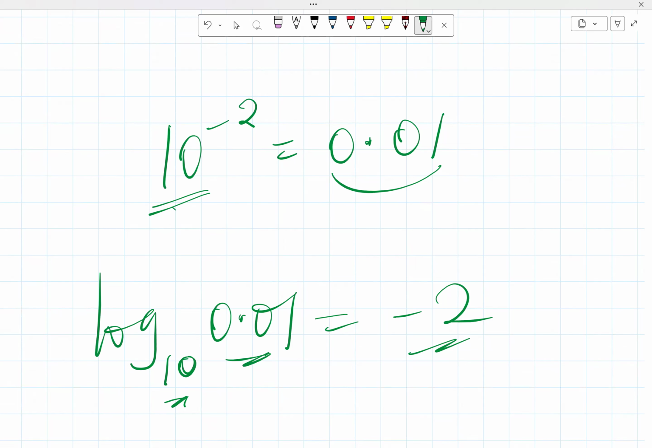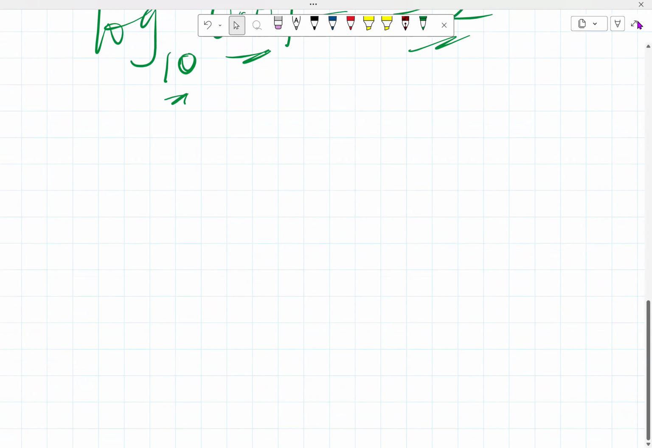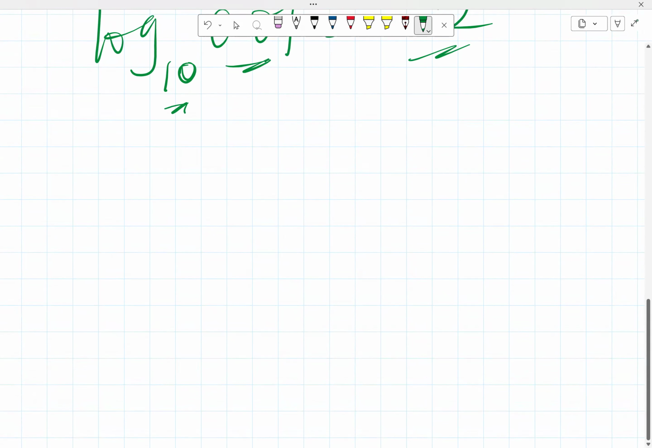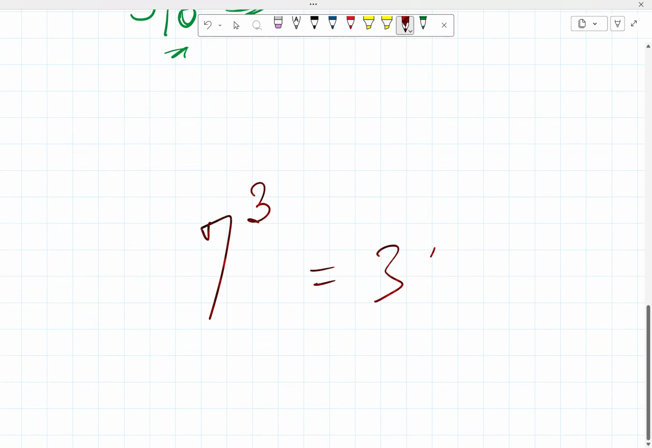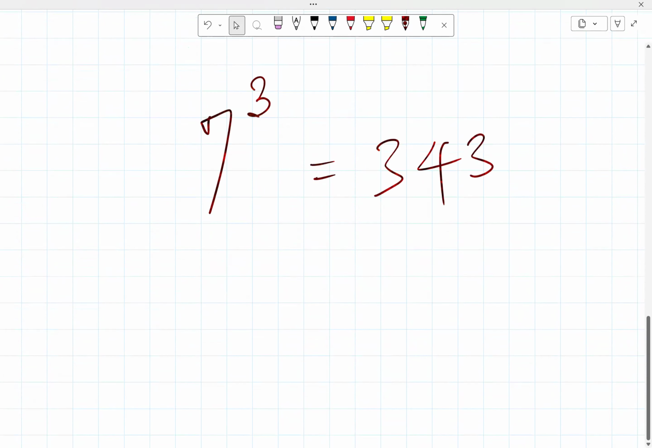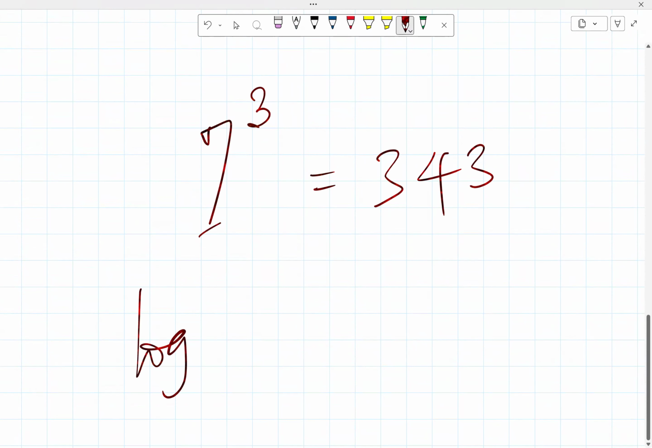So the base is always, once you figure out the base, then I know the exponent is going to be on the other side, then that works. So in short, if I say 7 raised to power 3 equals 343, in log form, I just say that is log. The base is 7 because 7 carries 3 on its head.